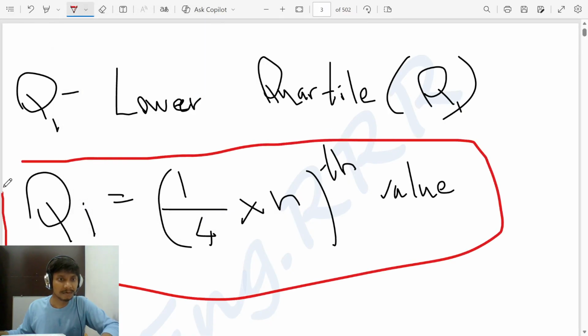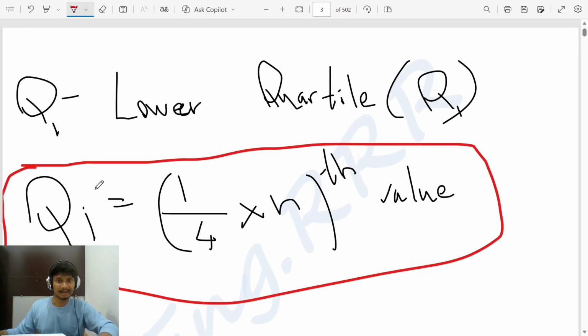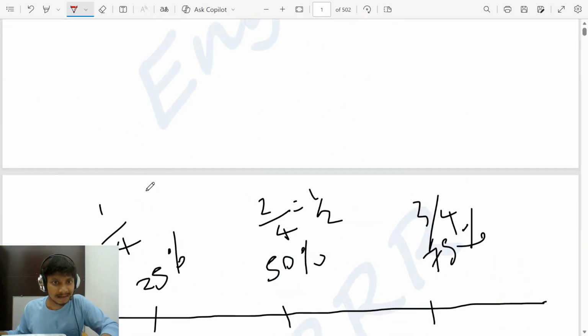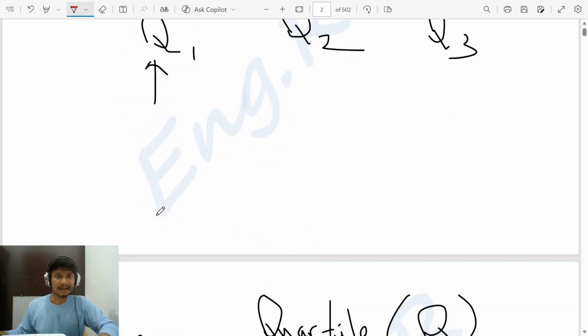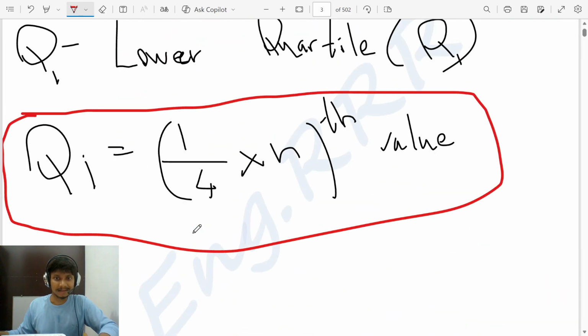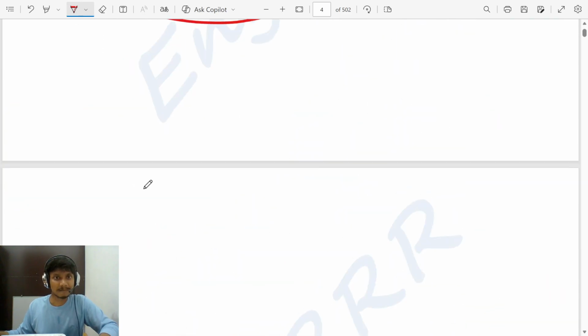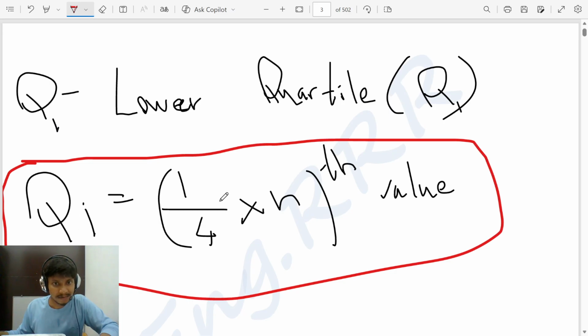Q1 is 1 by 4 into nth value. What is the meaning? We already discussed here, 25 percentage, 1 by 4. No, this is the meaning. What is n? Q1 is 1 by 4 into nth value. Okay, what is n?